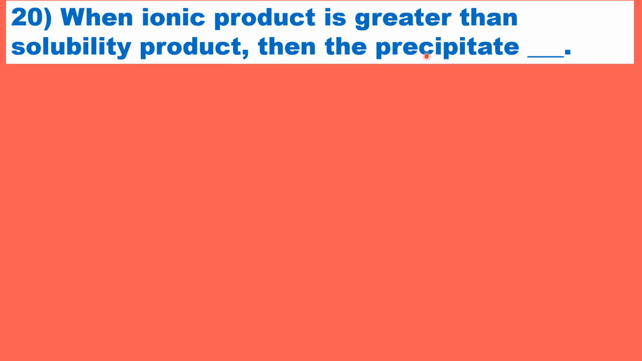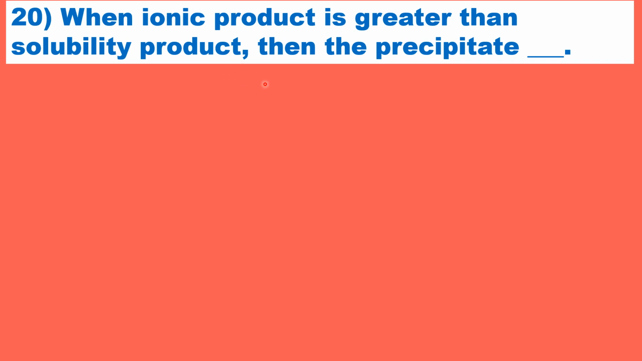In that case, ionic product is greater means product is greater. The product ions are greater. Therefore, it will shift in the backward direction, and more precipitate will be formed. This is simply based on Q value and K value. This is Q and this is K.